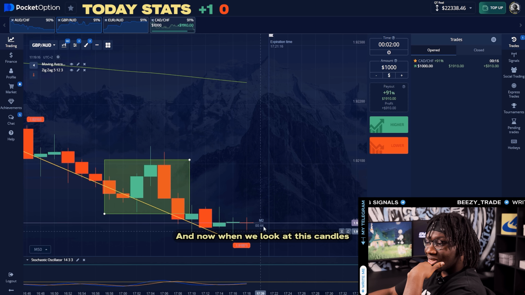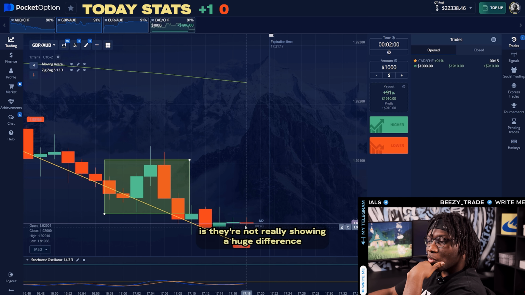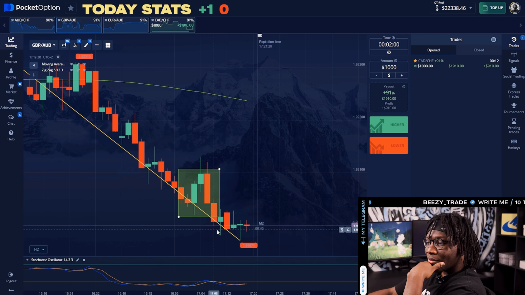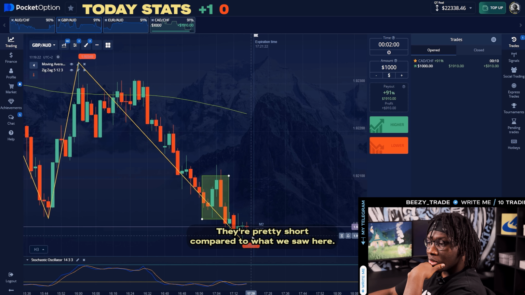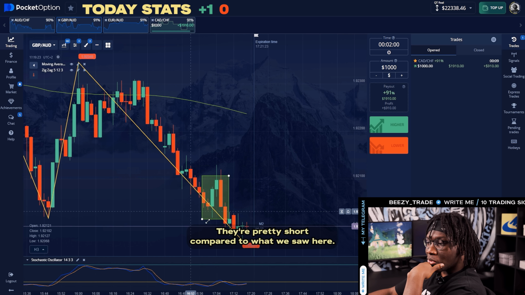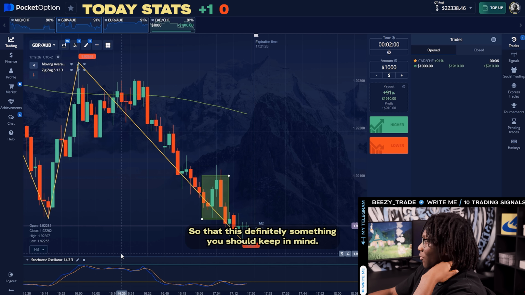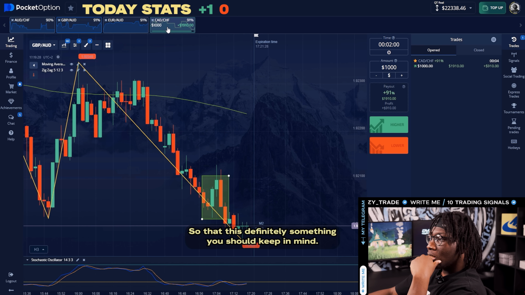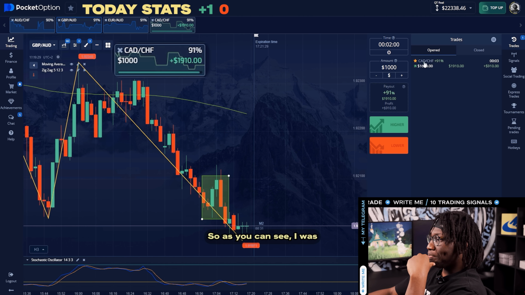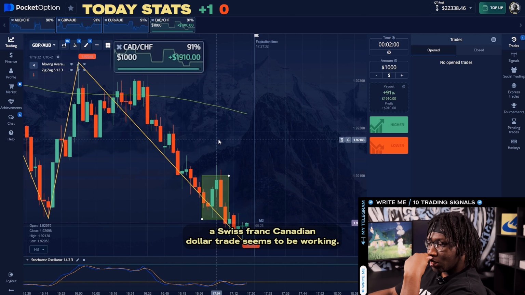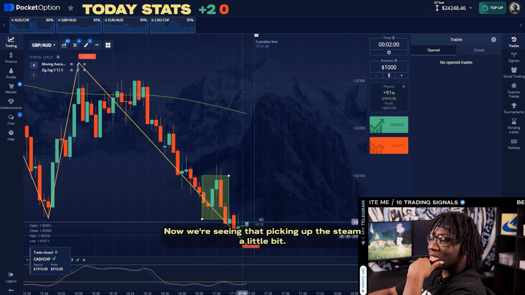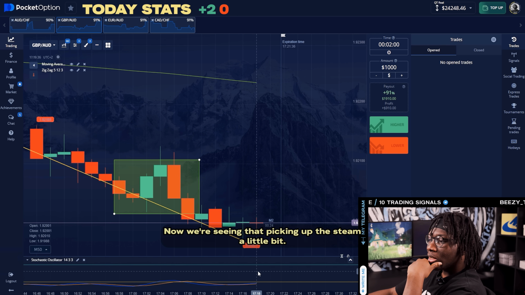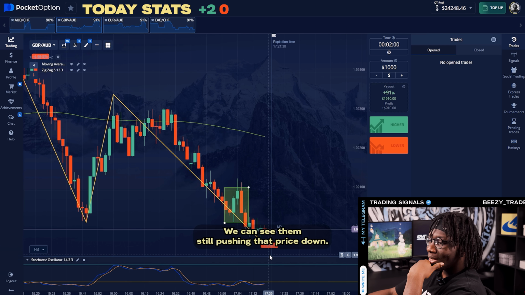Now when we look at these candles, they're not really showing huge strength at all. They're pretty short compared to what we saw here. So that's definitely something you should keep in mind. As you can see, our Swiss franc Canadian dollar trade seems to be working. Now we're seeing it picking up steam a little bit. You can see them still pushing that price down.